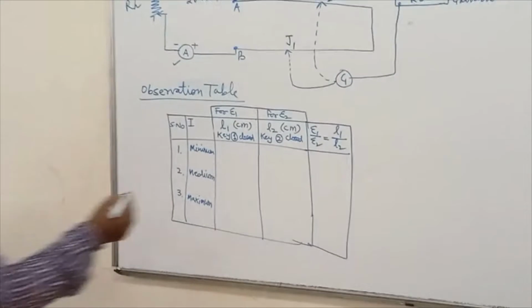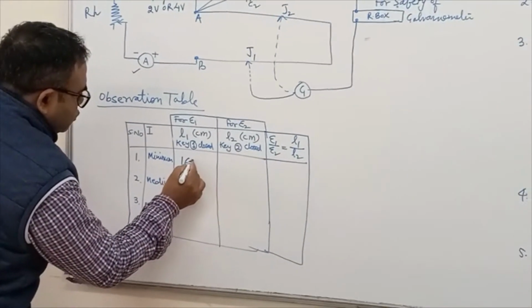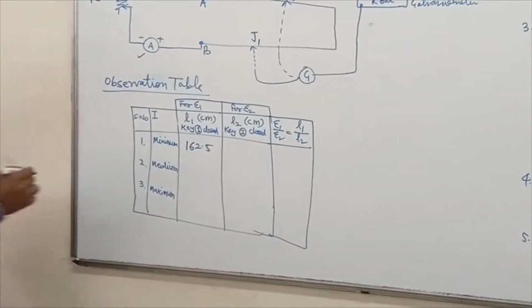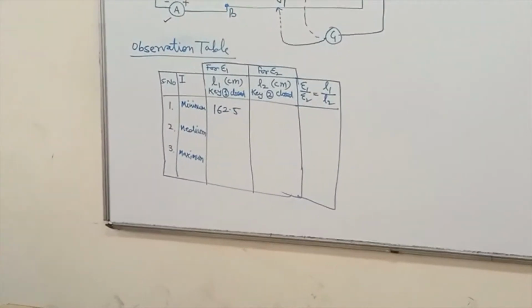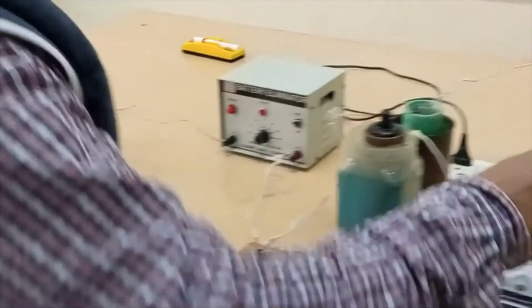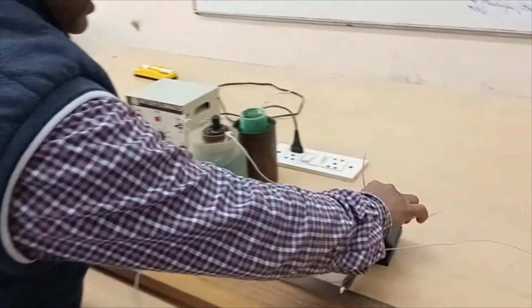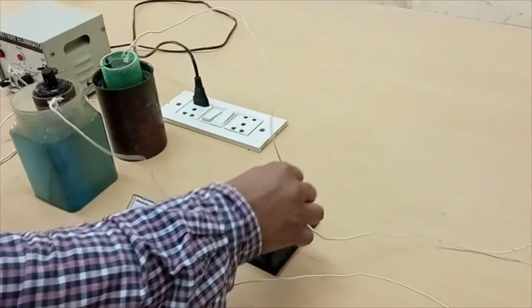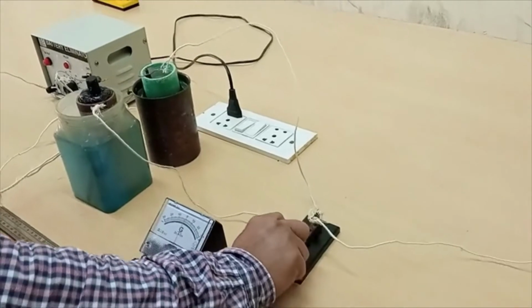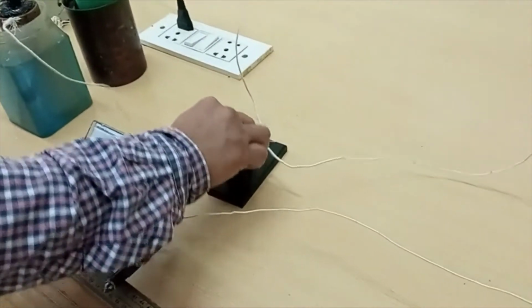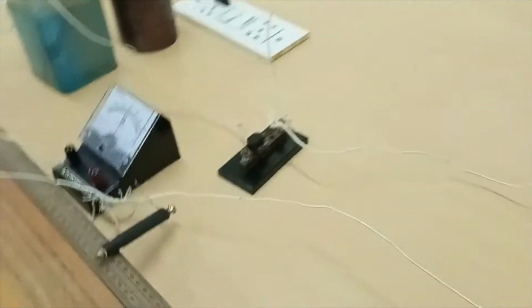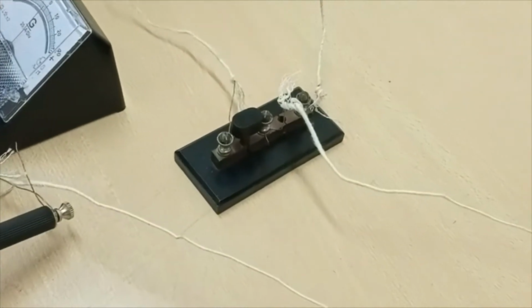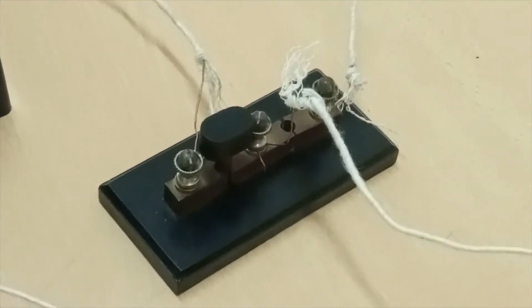This is 162.5. So we will now repeat this experiment, and now what we will do, we will insert the key and close this K2. K2 I have closed. K1 is open now. Again we will repeat the same experiment.